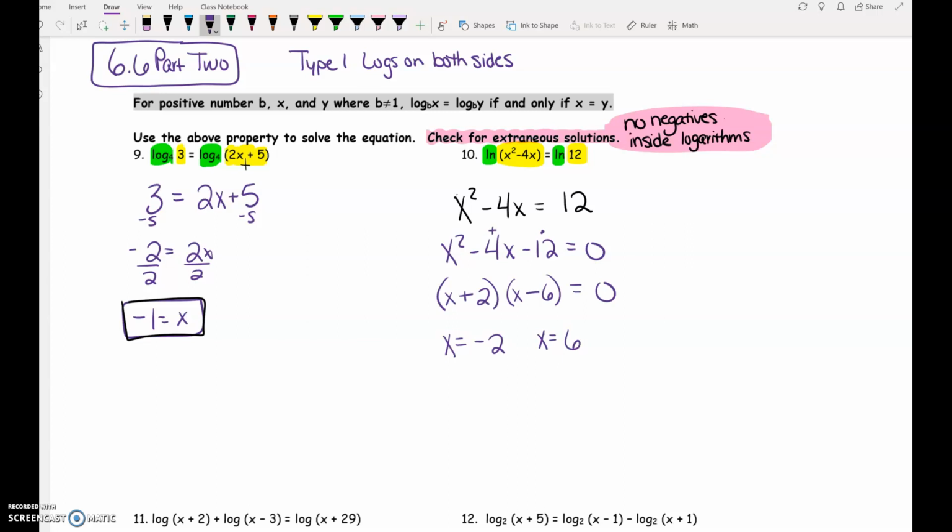Now let's check it. -2 squared is +4. That would be a +8. So yes, we're good. And if you plug a 6 in there, it's not going to give you any negatives. So you're good. X equals -2. X equals 6.